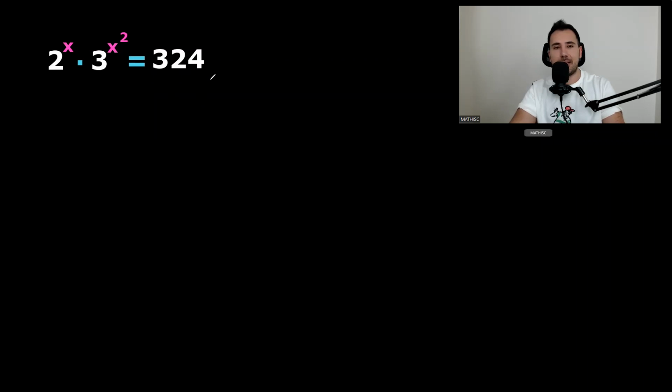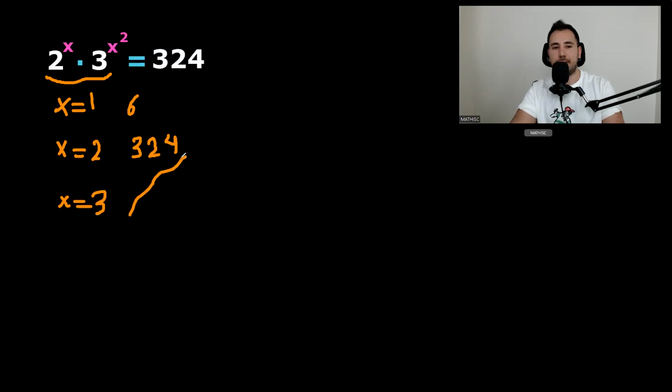We have this Olympiad equation to solve in this video. Before we start, let's just play with the equation a little. If x is 1, the left-hand side becomes 6. If x is 2, well, funny, that's one of the solutions. The left-hand side would be 324. If x is 3, do you agree? It will be larger.